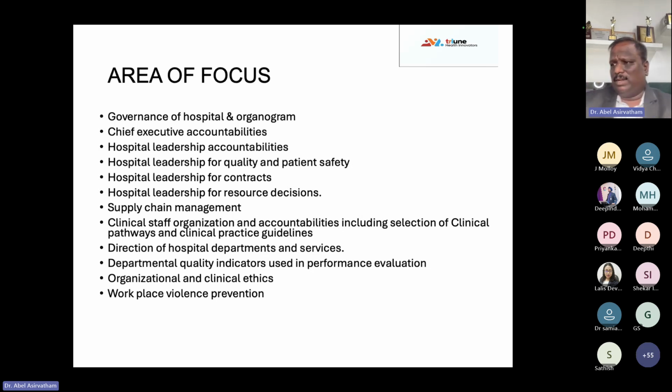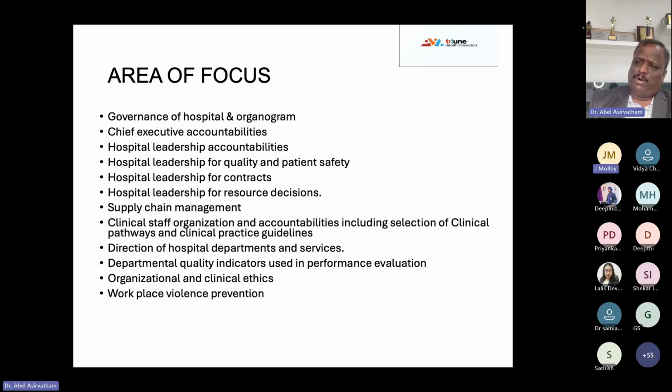Then it talks about clinical staff organization accountability, including selection of clinical pathways and clinical practice guidelines. We need to select at least 5 clinical pathways and guidelines. Then direction of each hospital department and services, the departmental quality indicators used in performance evaluation, and organization and clinical ethics.